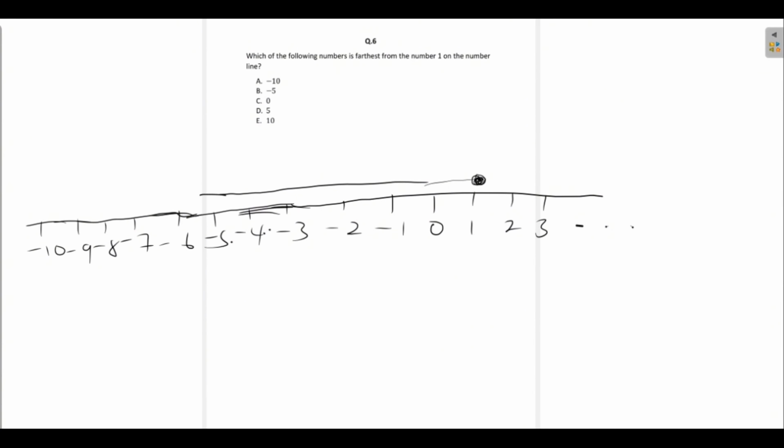So clearly with the first option, I'll be going up to here, right? I'll end where negative 10 is. Now with the second option, which is negative 5, I'll still start from here, but this time around I'll end here. Then with 0, I'll end here.